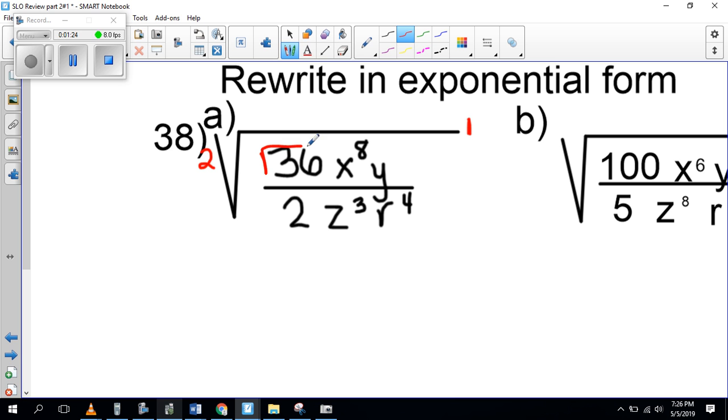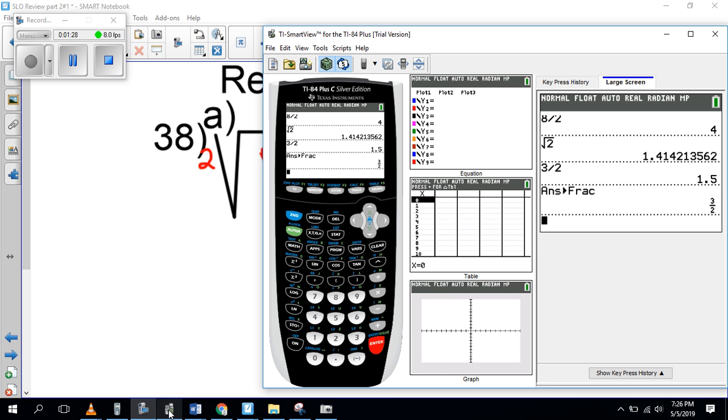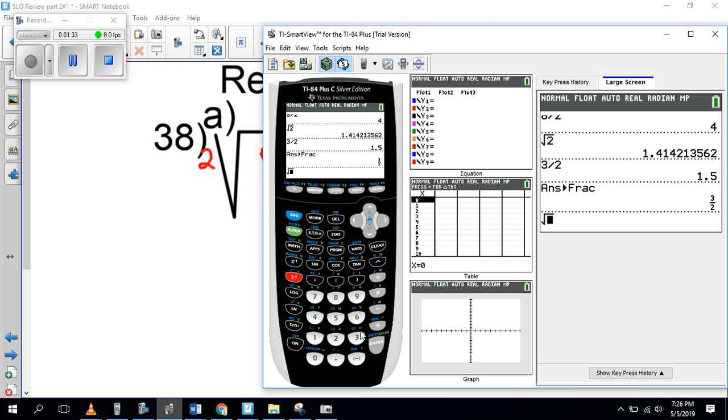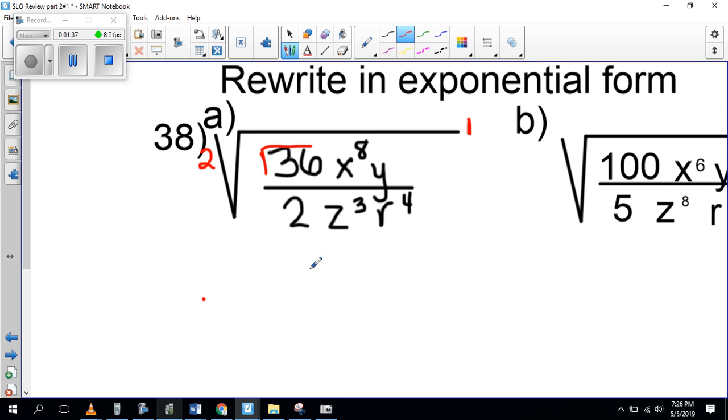Can we take the square root of 36? So let's get our calculators. Second, square root. Some of y'all probably already know this. And see if we get a whole number. Yes, we get 6. So the square root of 36 is 6.